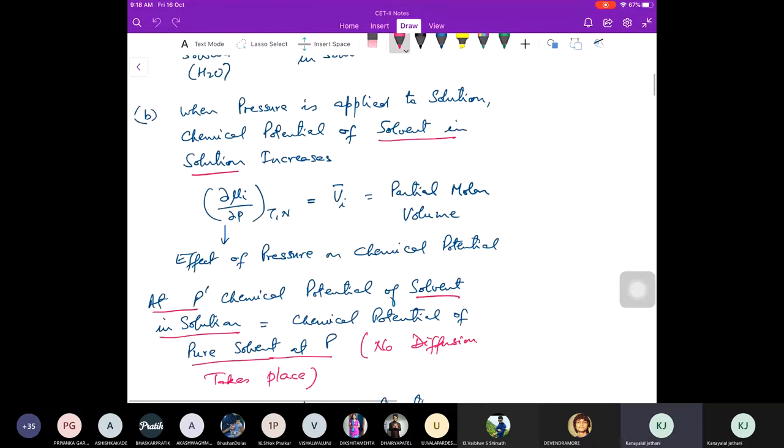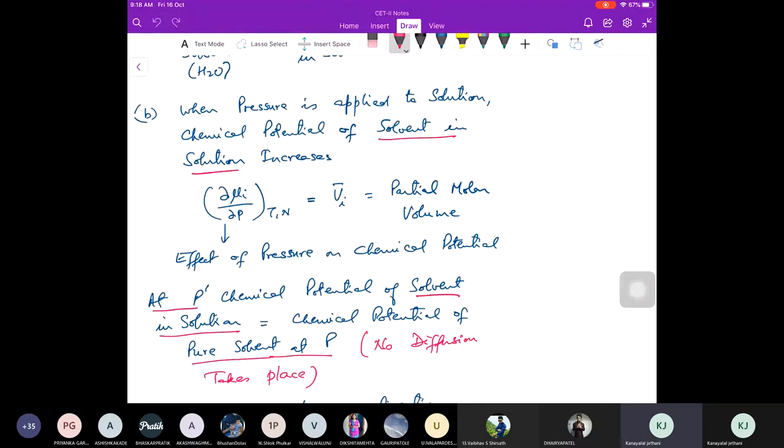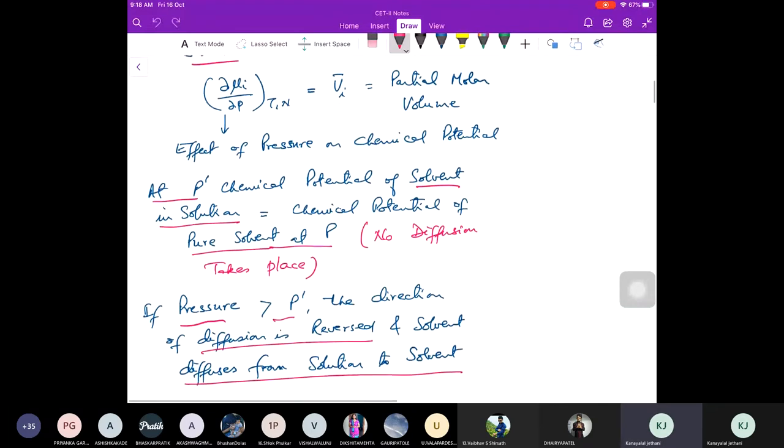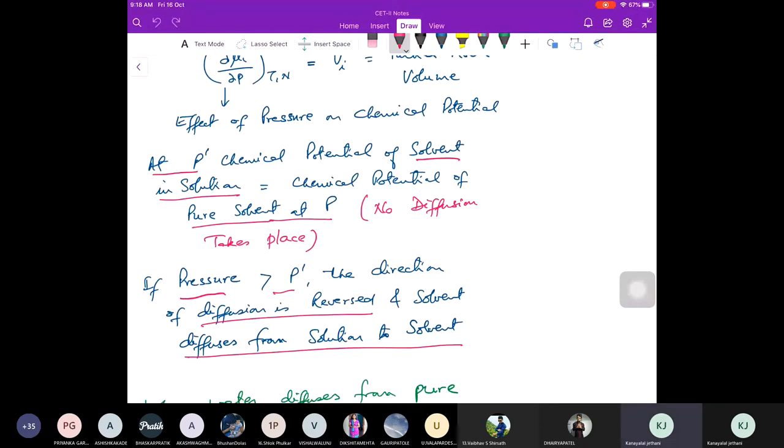That's what we have seen yesterday, right? This is the effect of pressure on chemical potential. We'll use this later also. At P prime, the chemical potential of solvent in solution becomes equal to chemical potential of pure solvent at pressure P. So pressure is not the same. Pressure is different here, and pressure is different here, and that is what is making the difference. So no diffusion will take place in this case.